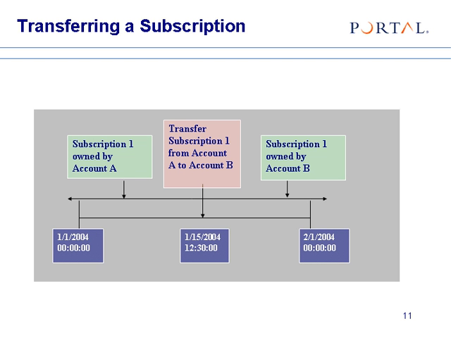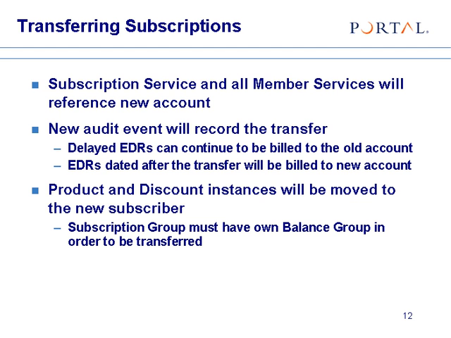Now we can look at transferring a subscription. You have a subscription that is owned by account A. You can transfer a subscription from account A to account B, and for the rest of the month, that subscription will belong to account B, and account B's events will be rated by the products and discounts in that subscription. So after you have transferred a subscription, the subscription service and all the member services will reference the new account. The whole thing is just moved over, okay?